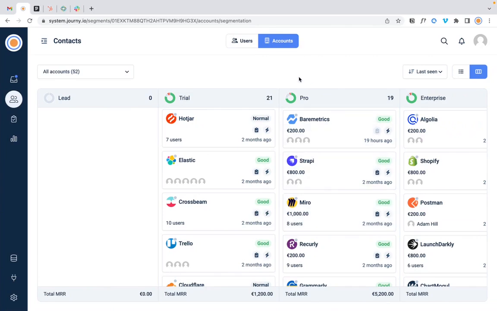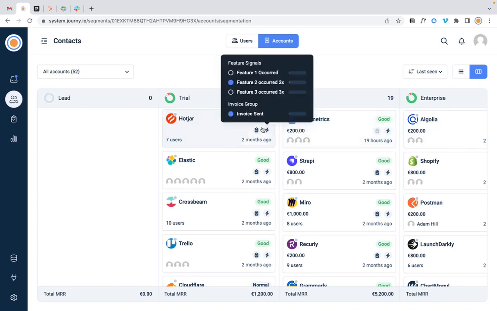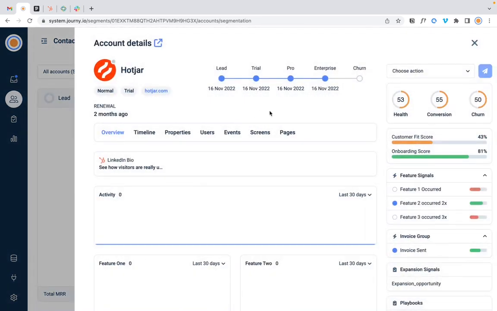Now it's time to set up about the most important feature in Journey.io, being signals and indirectly conversion, expansion, and churn scores. You see, any account that is in a certain stage here, when you open the details, you can see that they have a health score, conversion score, and churn score. That is because Hotjar is currently in trial. And it has to do with the fact that certain signals have been set or not set.